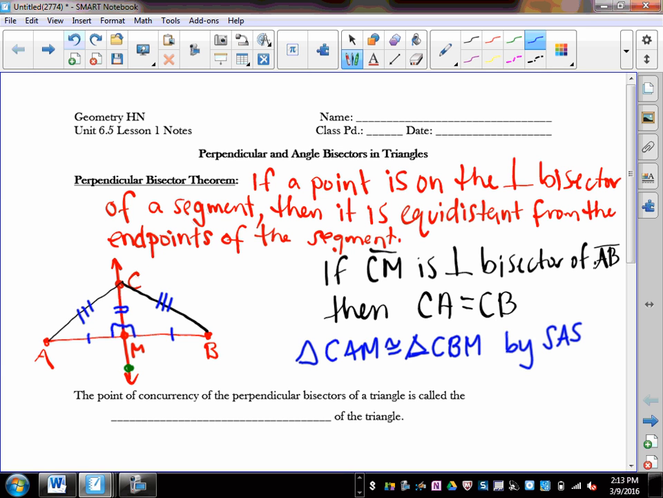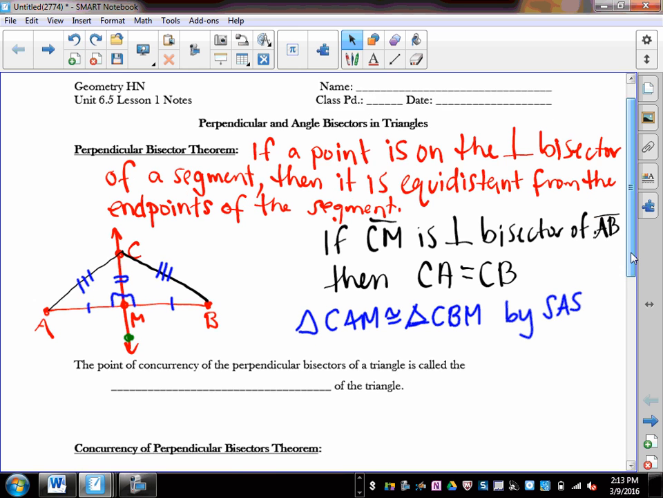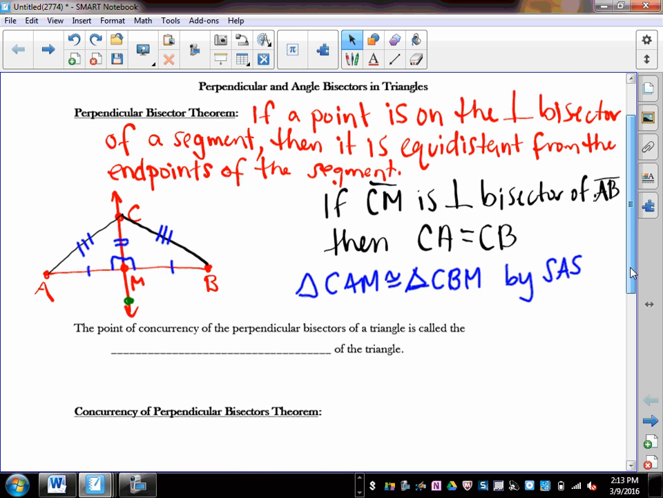Okay, so again, what we just talked about, the point of concurrency of the perpendicular bisectors of a triangle is called the circumcenter of the triangle. I'm going to make you write that a million times to get it ingrained in your brain. With me, Kate? Can you point out the circumcenter?